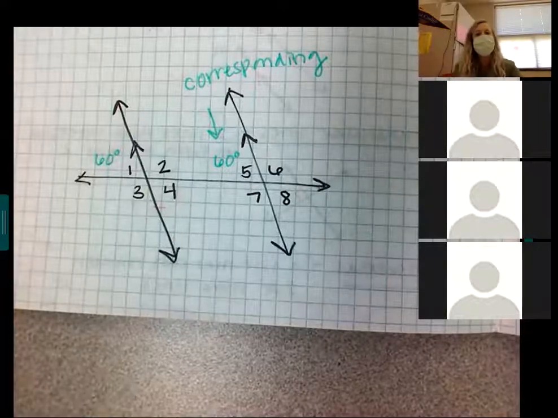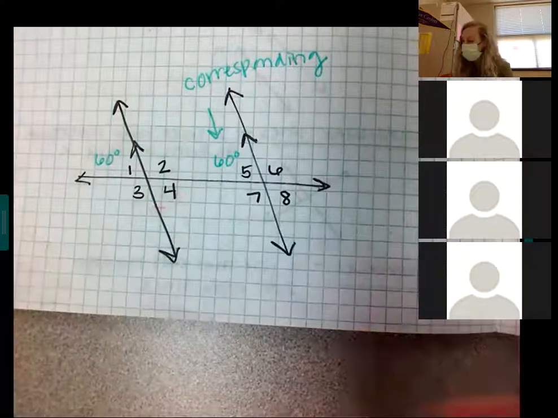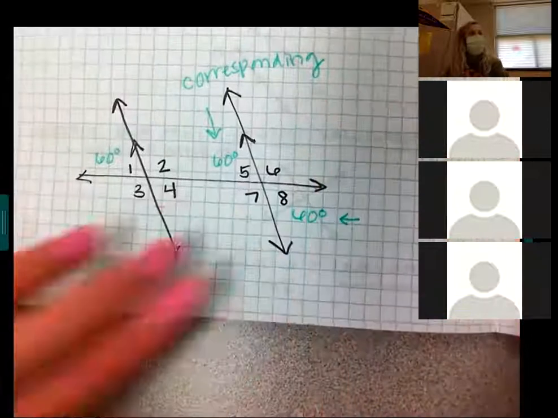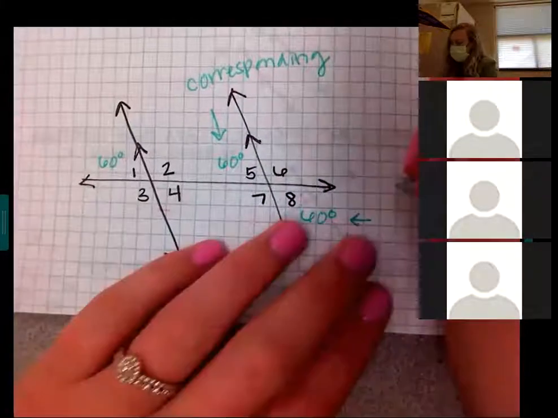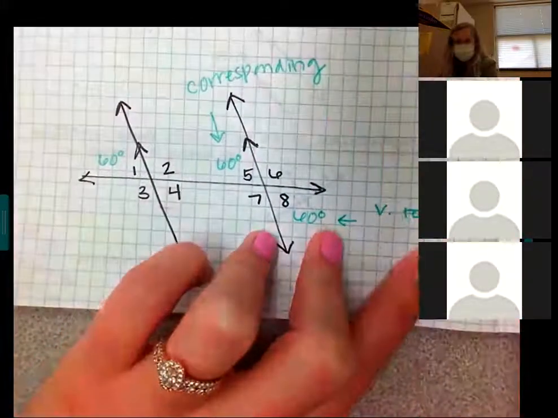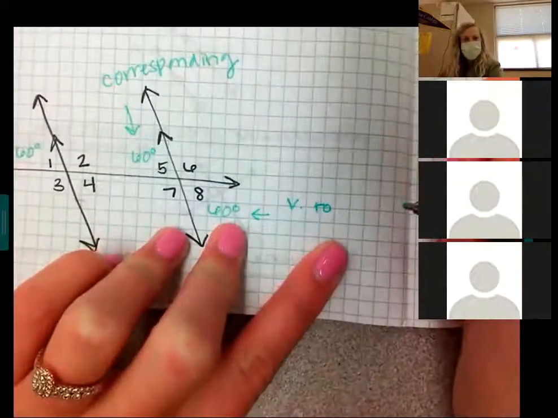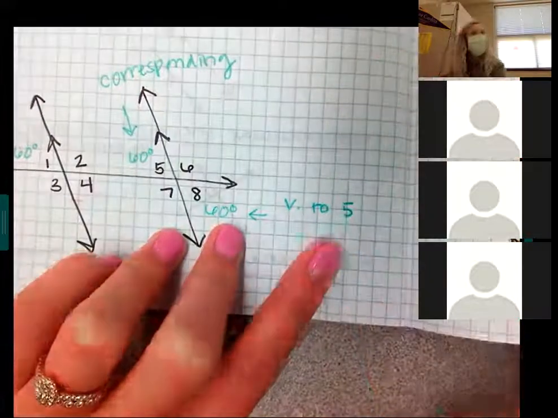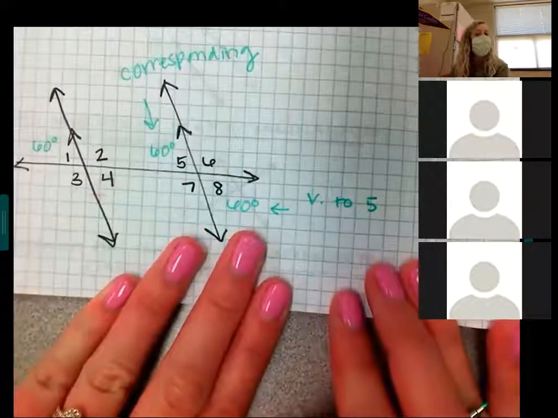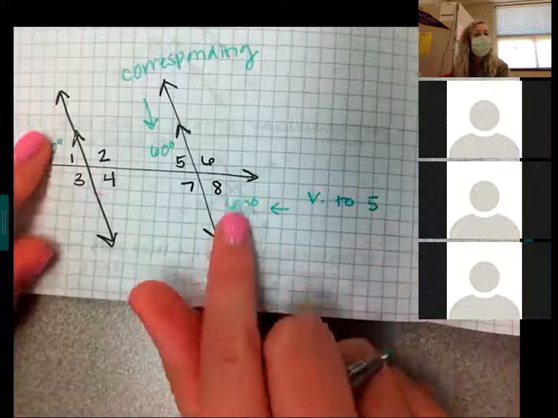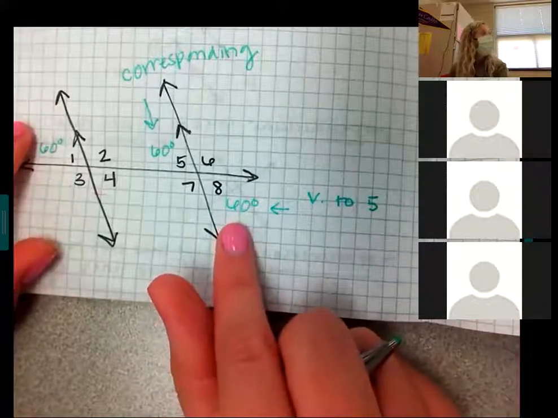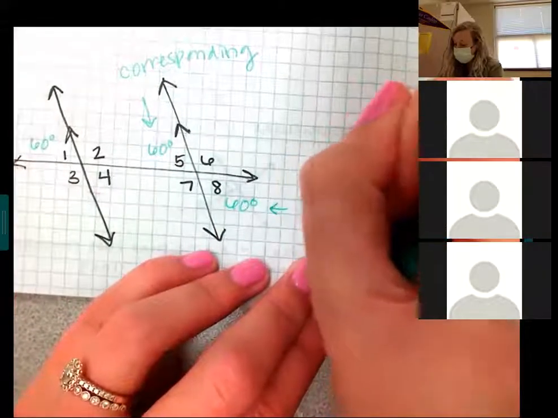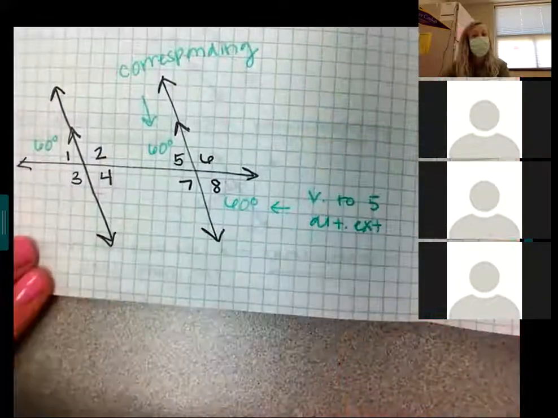Chris, tell me something else that's 60. 8, what's your justification? Okay, I like that. Everybody listen. He said vertical to what? What's it vertical to? 8 is vertical to 5. What else could you say? There's another explanation you could give. What are 1 and 8? Alternate exterior. So that also makes it 60.